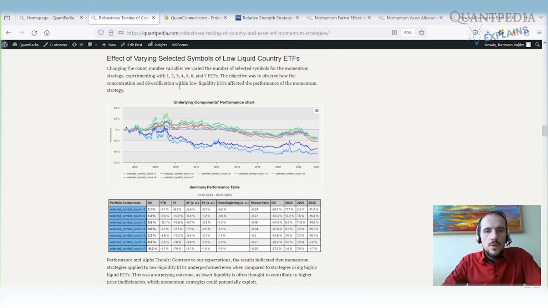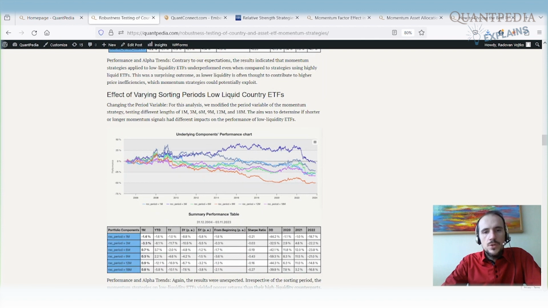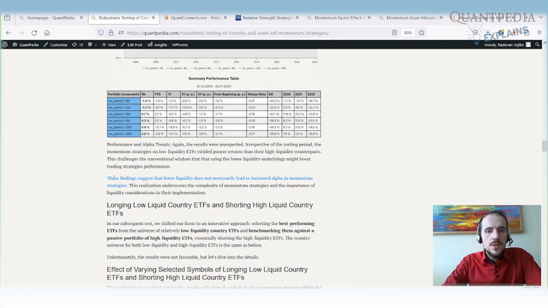We can change the number of variables, we have negative performance, and also when we change the sorting period, so we use a different sorting period, not just 12 months, we still have negative performance against the benchmark, negative alpha. Those findings suggest that lower liquidity doesn't necessarily lead to increased alpha.